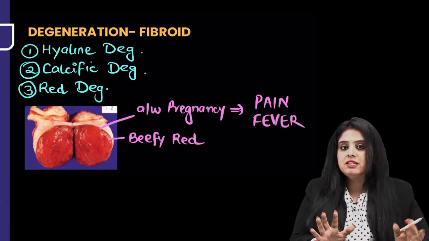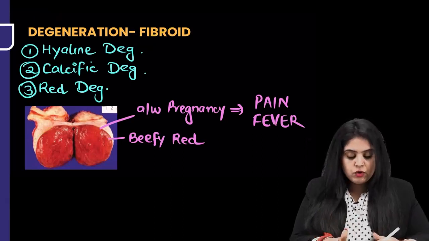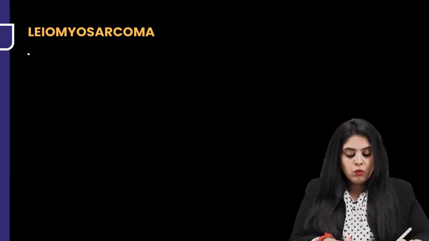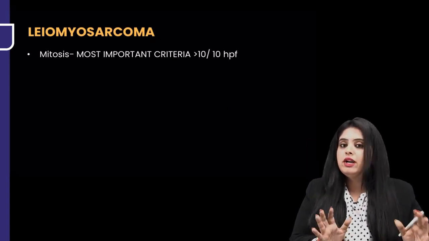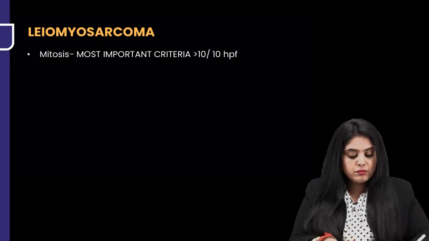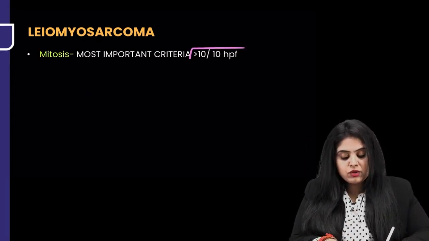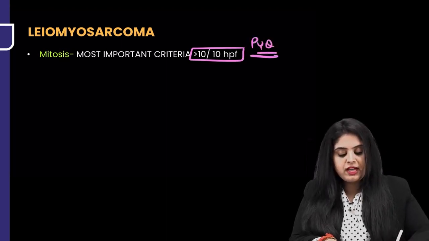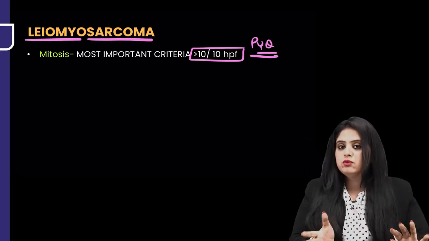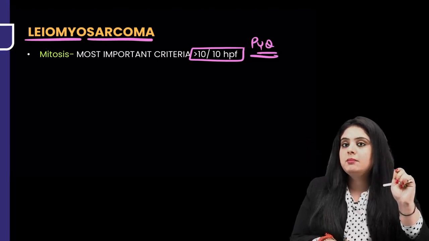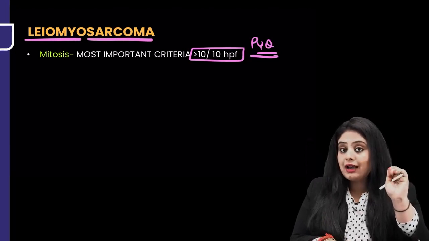Everything is benign so far. Should we make it malignant? To make it malignant, I will have to use the word leiomyosarcoma. So they ask you, what is the most important criteria? When do you call it a cancer? The most important criteria is mitosis, and the cutoff for mitosis is more than 10 per 10 high power fields. Again, a previous year question. So when I have to convert benign into malignant, leiomyosarcoma, that time you're going to say more than 10 high power field is the mitotic count that you have to know.